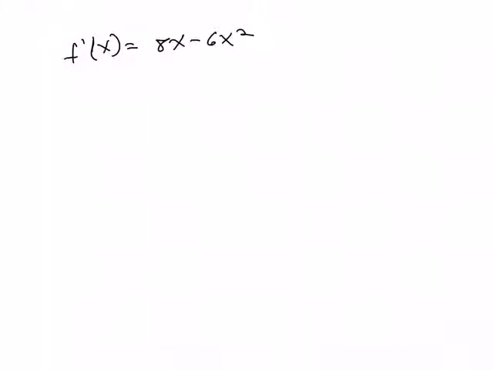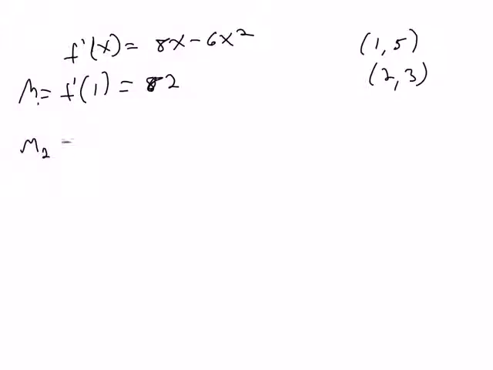And now we're asked to find the equations of the tangent lines at the points 1, 5, and the points 2, 3. Well, we can just plug in, so we can find f prime of 1, and that's going to give us the slope of the tangent line at 1. So that's just going to be 8 minus 6, so that's going to be 2. And then for the second one, so this is m at 1, and this is for m at 2, we're going to have f prime at 2 is equal to 16.